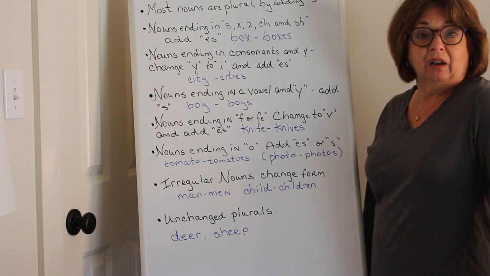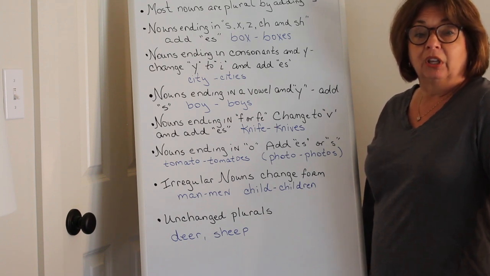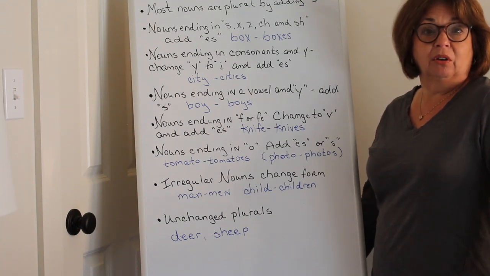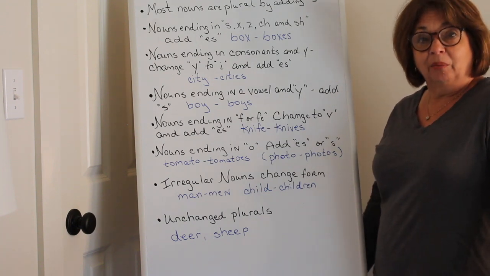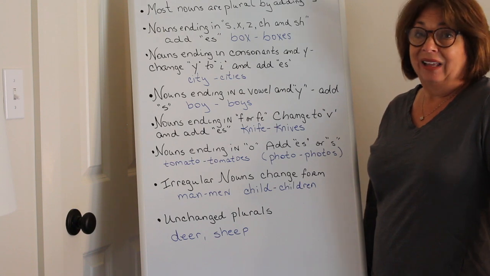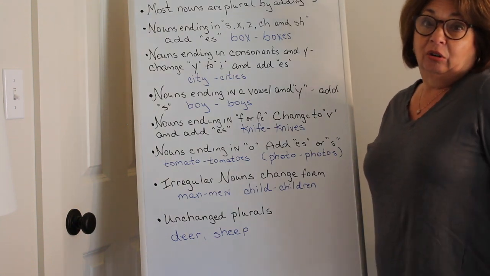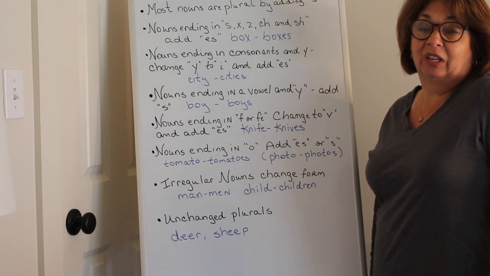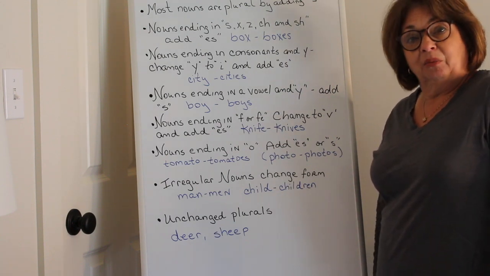When we want to make a singular noun plural, usually we add an S. Boys, toys, cars. But sometimes when a noun ends in a special letter or letters, we have to change the word completely to make it plural. Let's look at some examples of that.